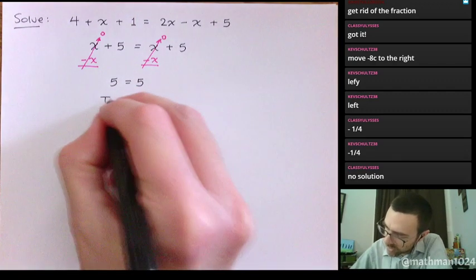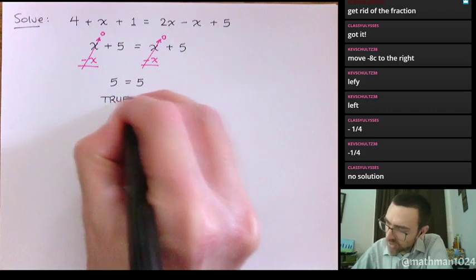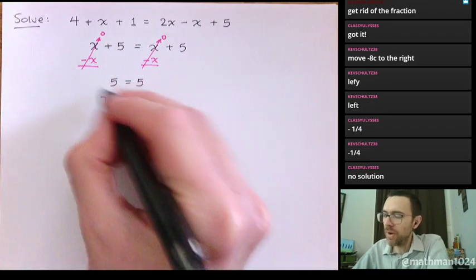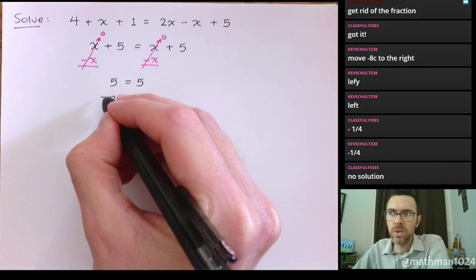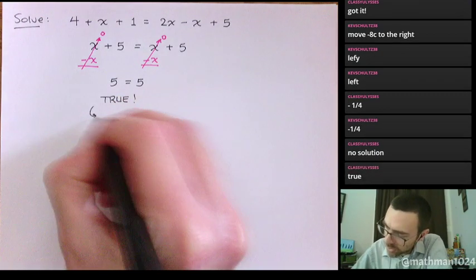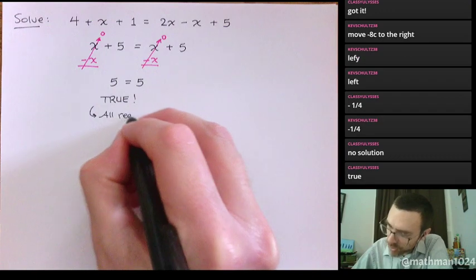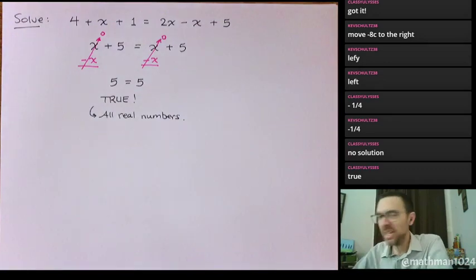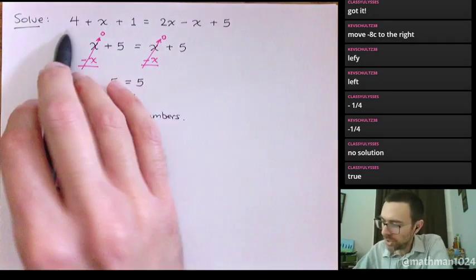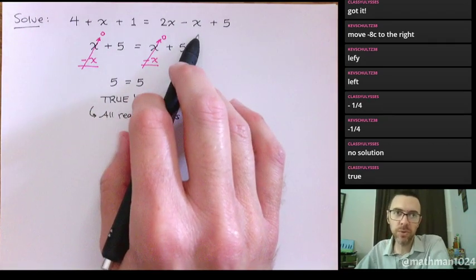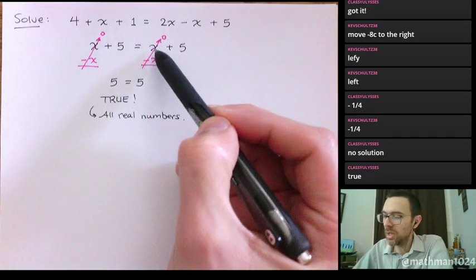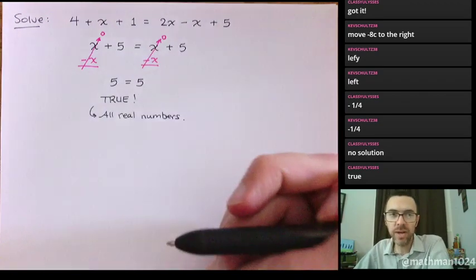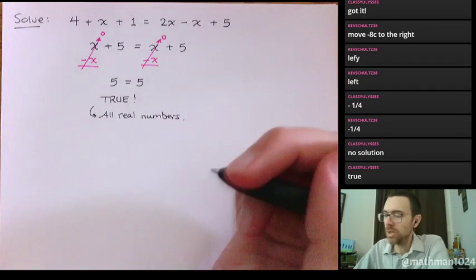Because 5 equals 5 is a true statement. 5 is always going to equal 5. All the variable terms are gone. We have a true statement, which means the solution set is going to be all real numbers. That means that any number that you think of, you can plug into the original equation and it's going to make it true. Because those variable pieces are perfectly balanced on the left and the right hand side. So 5 is going to equal 5. Things balance out always and forever. So this is going to be all real numbers.